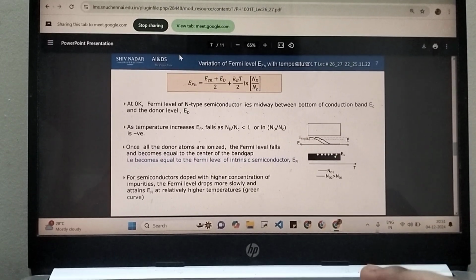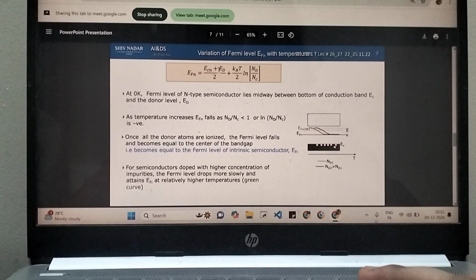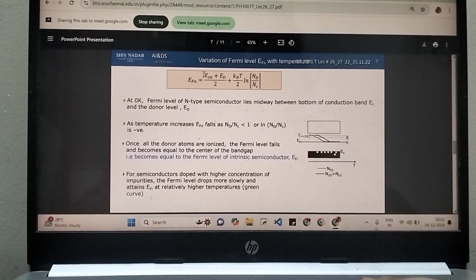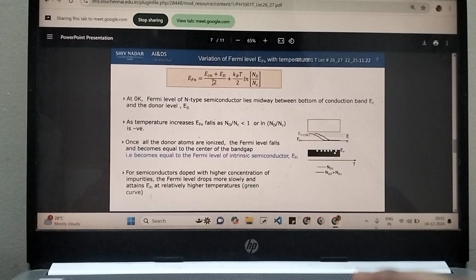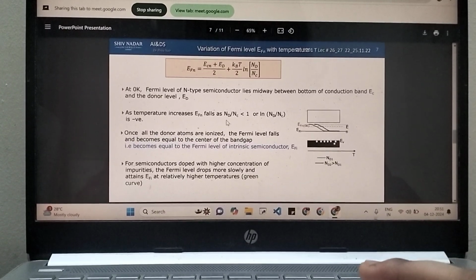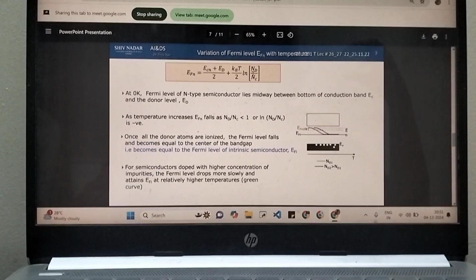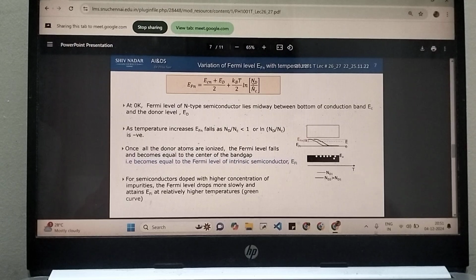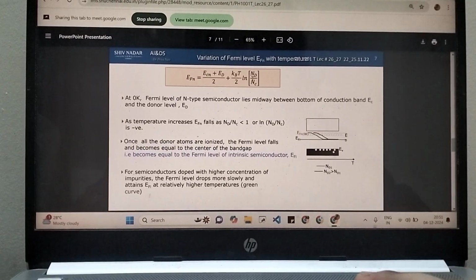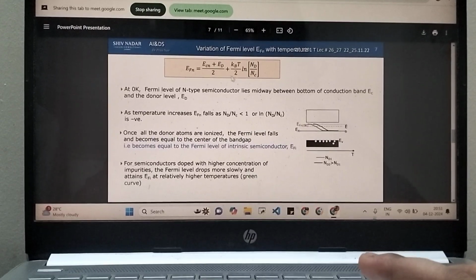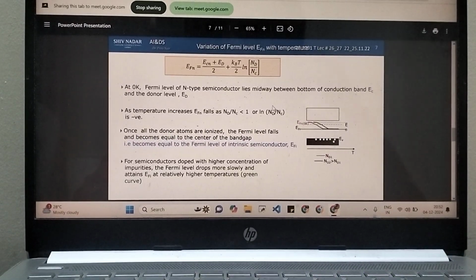Okay, so this is the expression we derived. At 0 Kelvin, the Fermi level lies exactly halfway between EC and the donor level ED. This is what I just explained. As temperature increases, more and more electrons from your donor atoms are going to go into the conduction band. So ln Nd by Nc is going to be negative, so your Fermi level will fall.